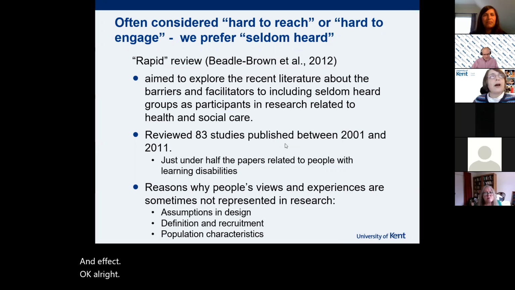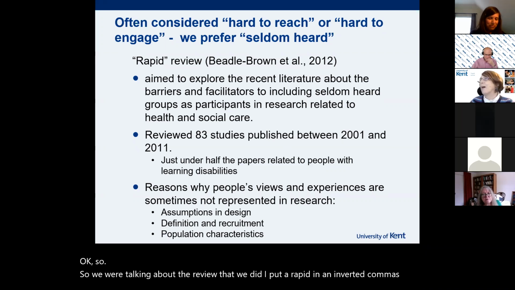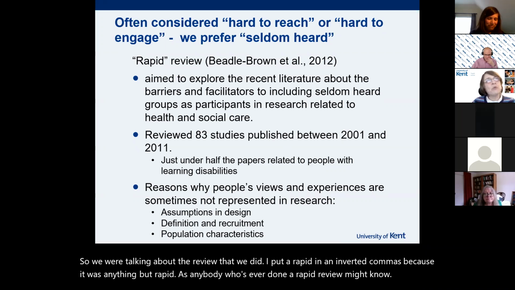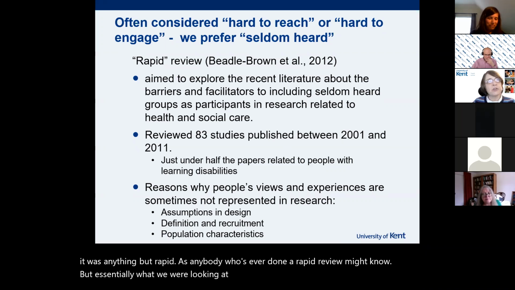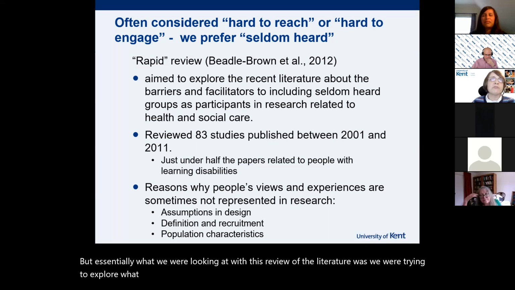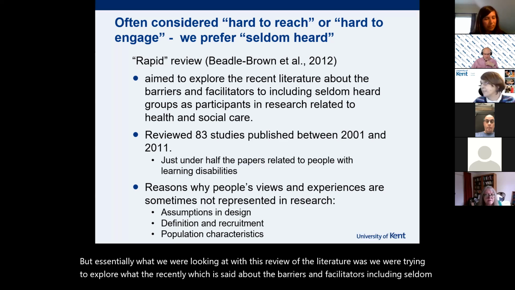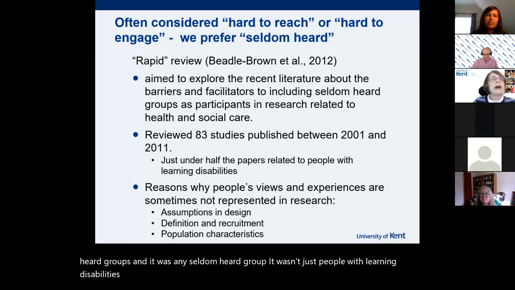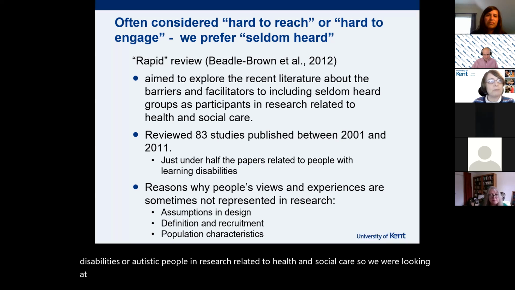Okay. So we were talking about the review that we did. I put rapid in inverted commas because it was anything but rapid, as anybody who's ever done a rapid review might know. But essentially, what we were looking at with this review of the literature was we were trying to explore what the recent literature said about the barriers and facilitators, including seldom heard groups. And it was any seldom heard group. It wasn't just people with learning disabilities or autistic people in research related to health and social care. So we were looking at any seldom heard group.